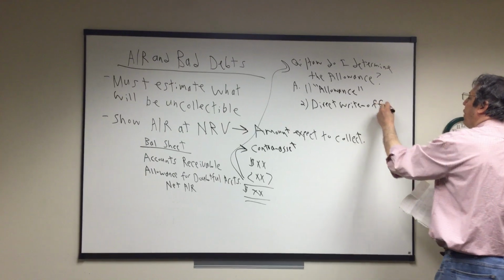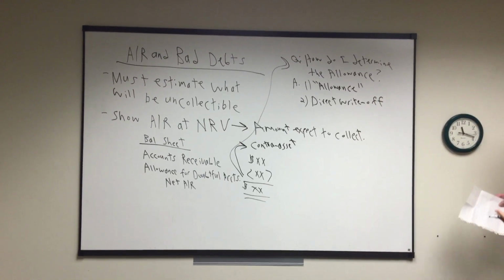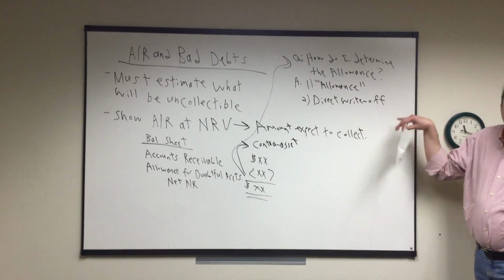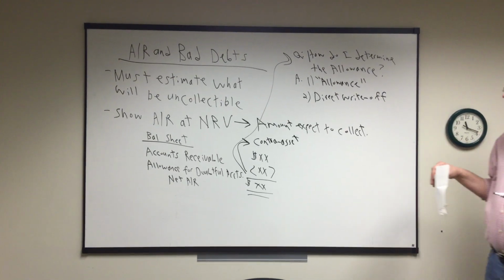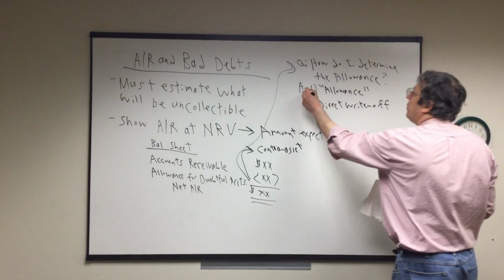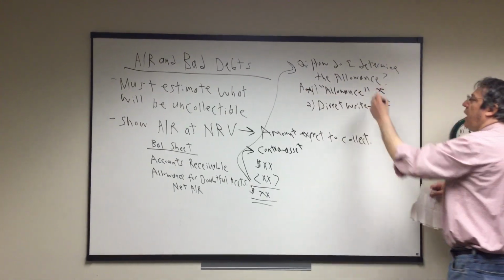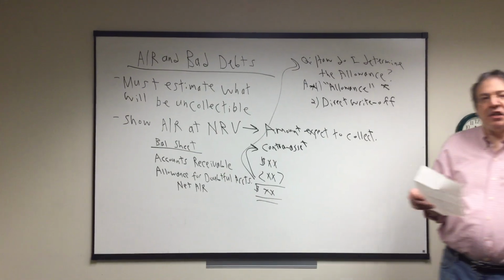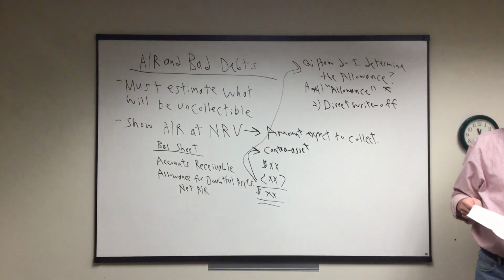These are two ways actually of handling bad debts. Direct write-off is used only in limited circumstances. So the main method required by GAAP is called the allowance method. And in our next video, we're going to go into detail about how to do the allowance method.